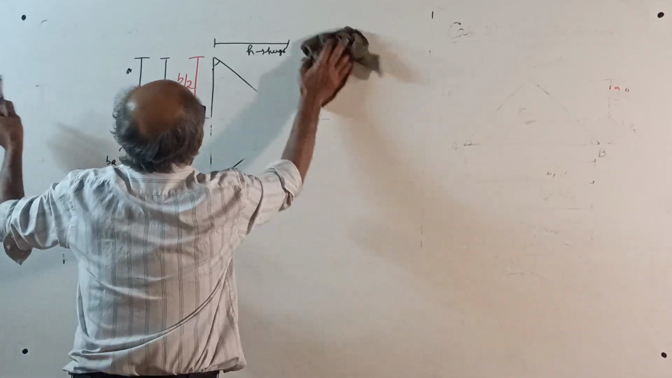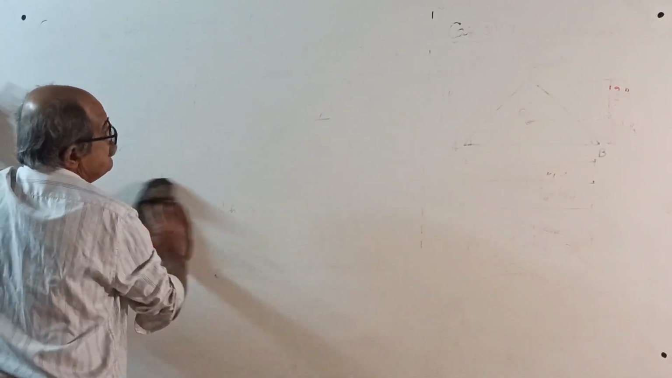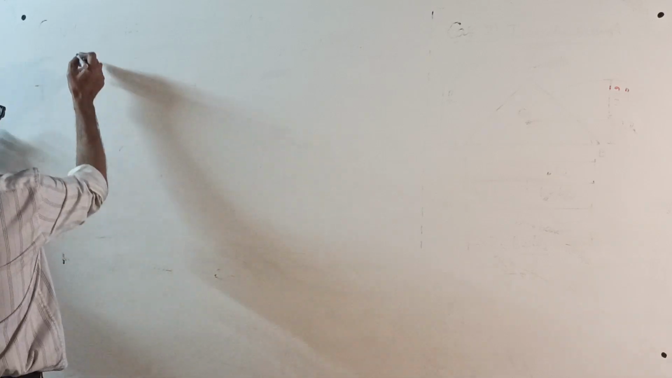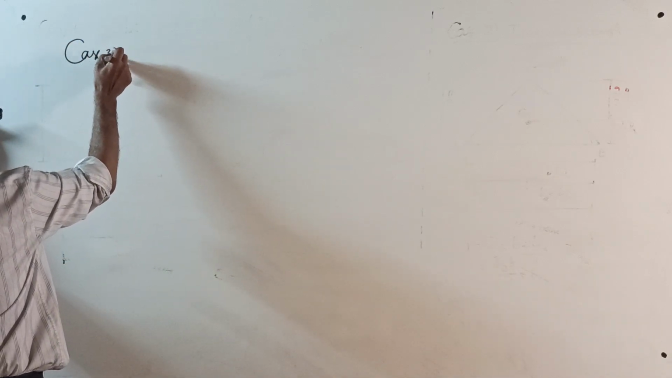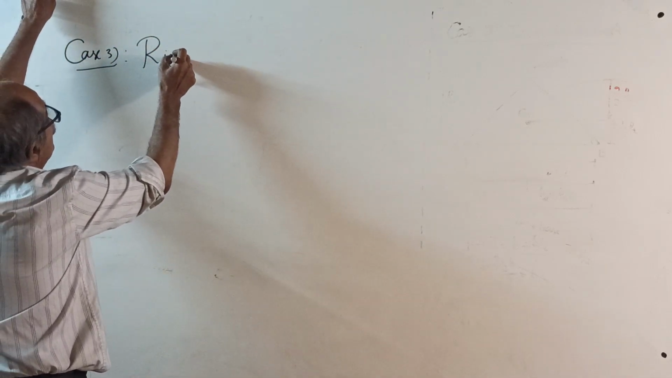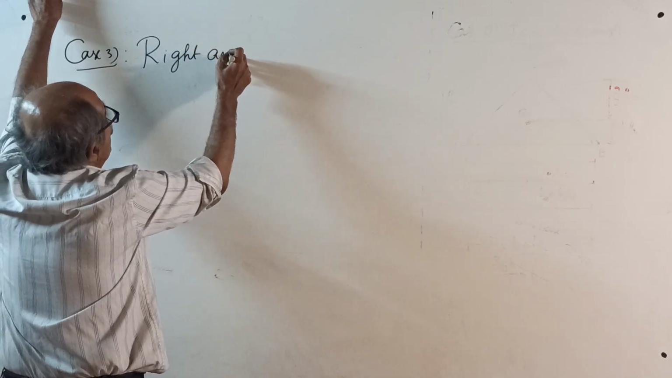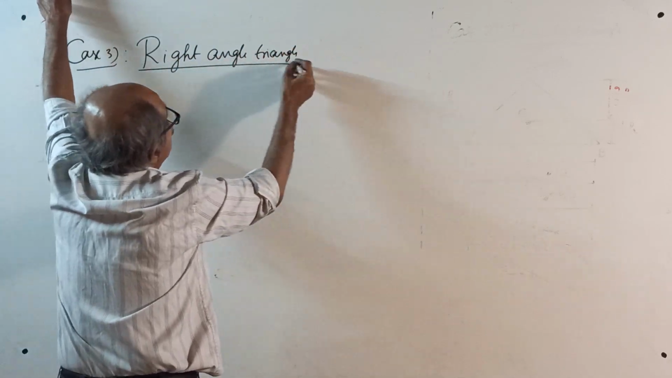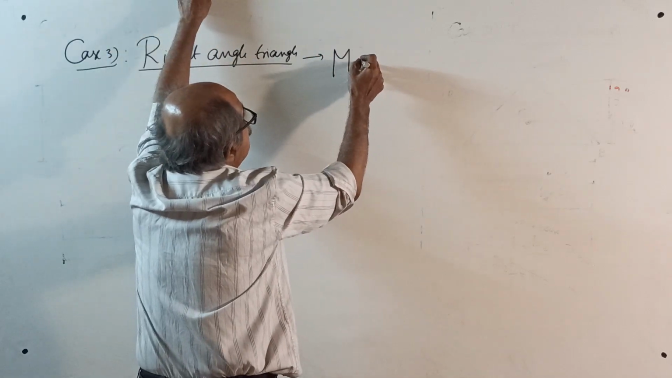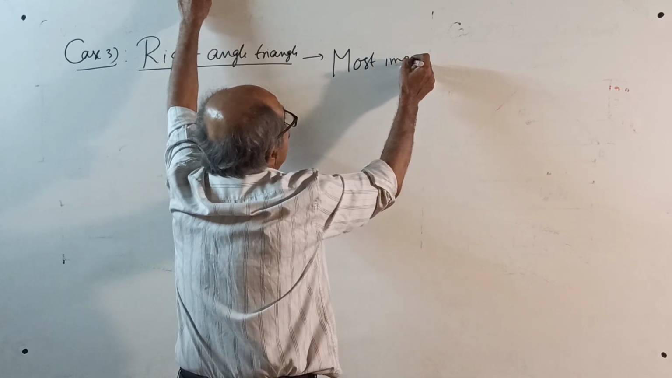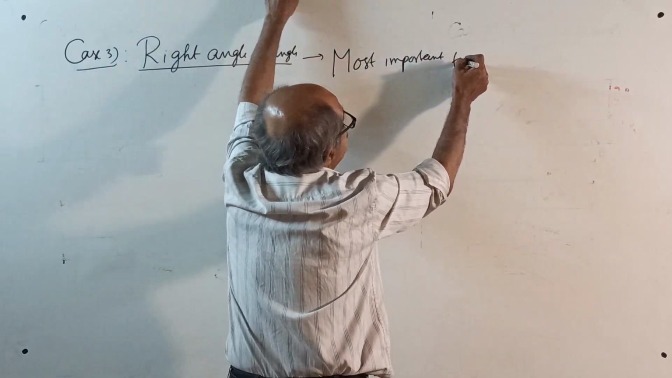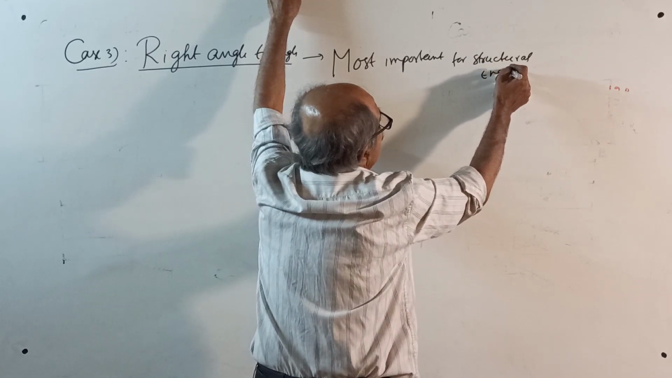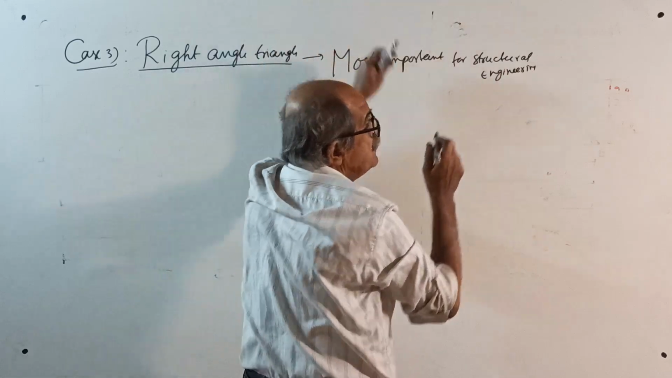Okay. Now, come to case 3. See, very powerful. Case 3. That is right angle triangle. Right angle triangle. That is the most important for structural engineering. For structural engineering, right angle triangle is the most important among the 3 cases.